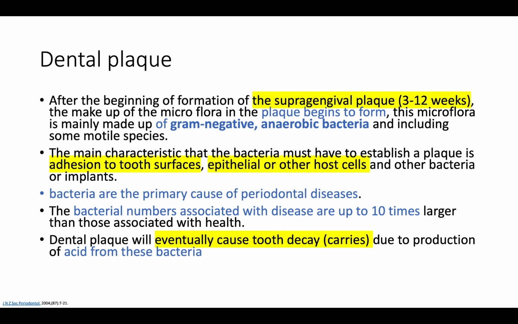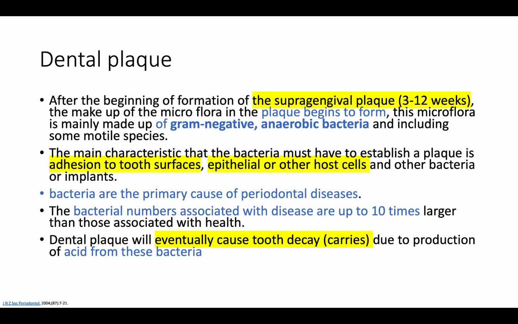So let's talk about the dental plaque in the mouth. After the beginning of formation of the supragingival plaque, about 3 to 12 weeks, the makeup of the microflora in the plaque begins to form. This microflora is mainly made up of gram-negative anaerobic bacteria, including some motile species. The main characteristic these bacteria need to establish a plaque is to adhere to the tooth surface.